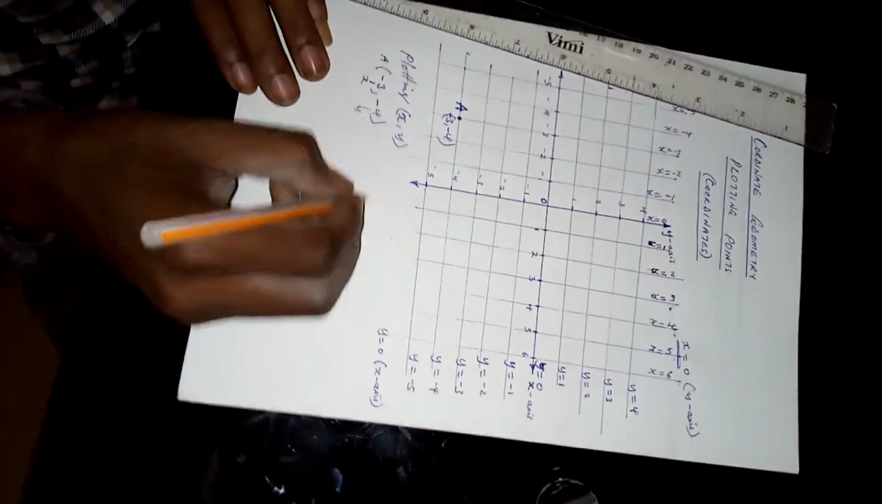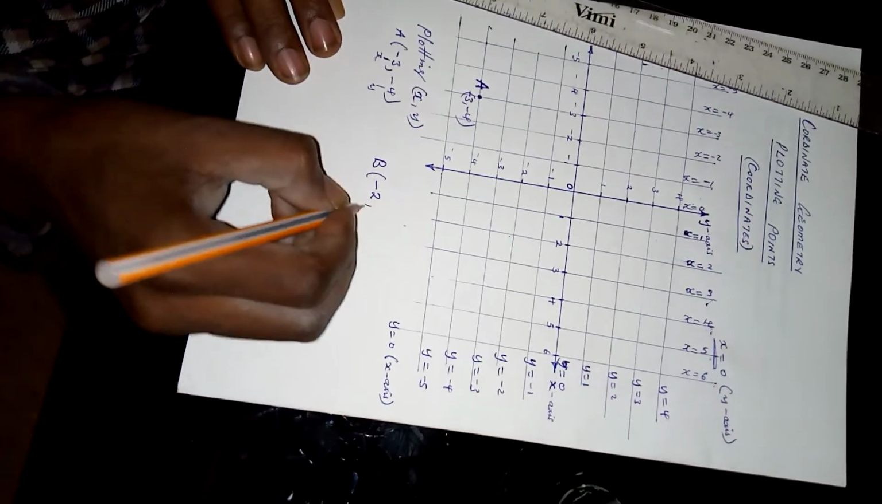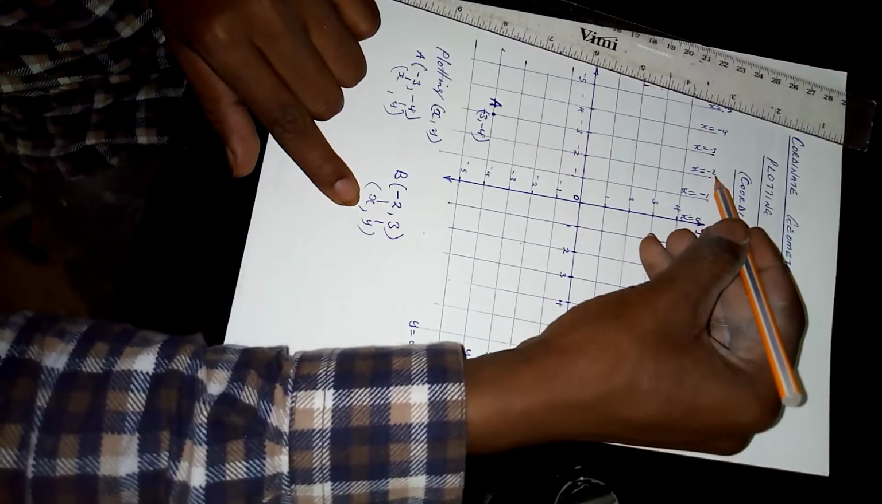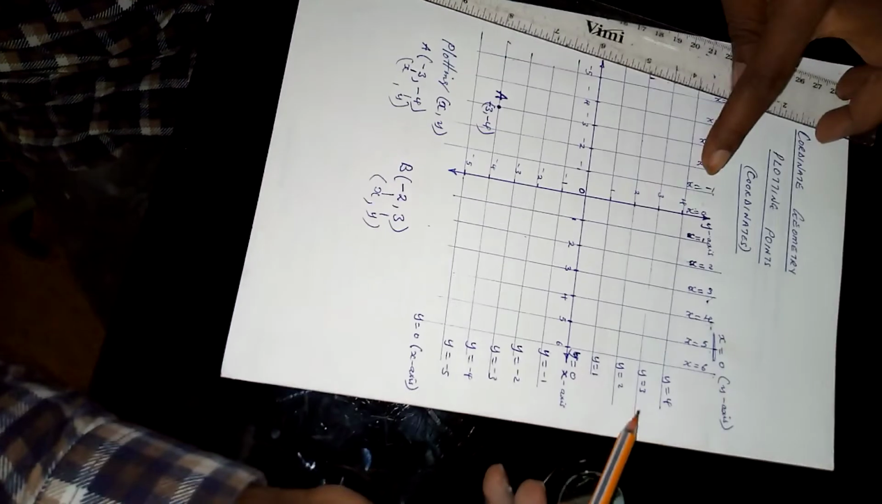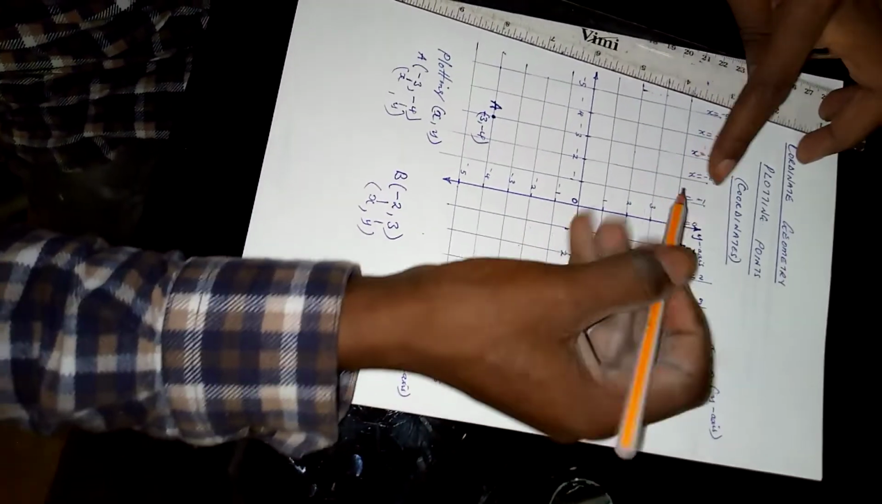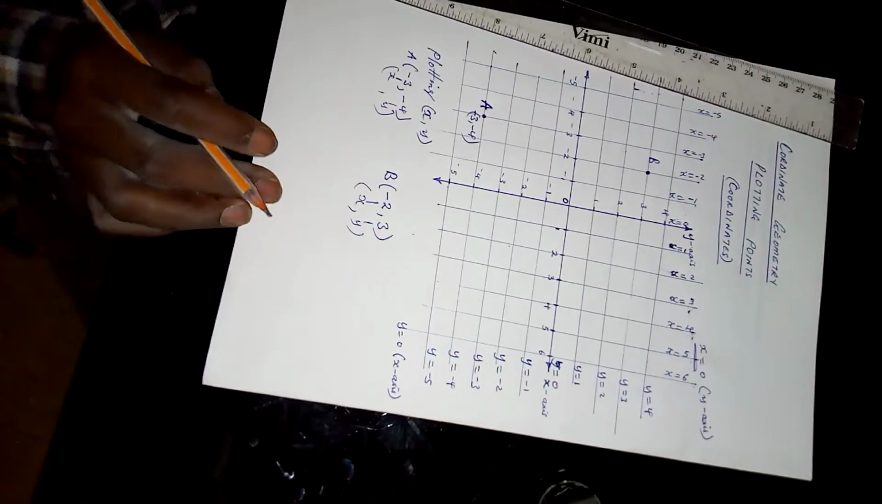Maybe you are given another point to plot. Maybe point B, which is (-2, 3). Here, this is your x, and this is your y, because a point is always x, y. So here, x is equal to -2, it is this line. And your y is equal to 3, it is this line. It is meeting here. This is point B.